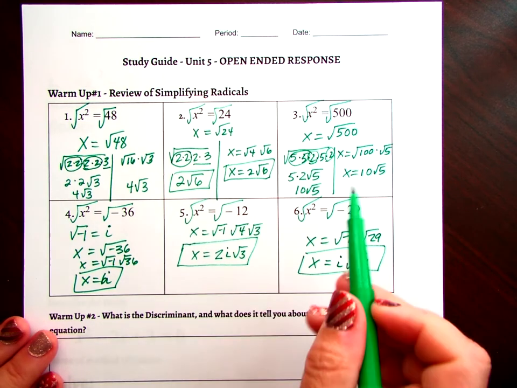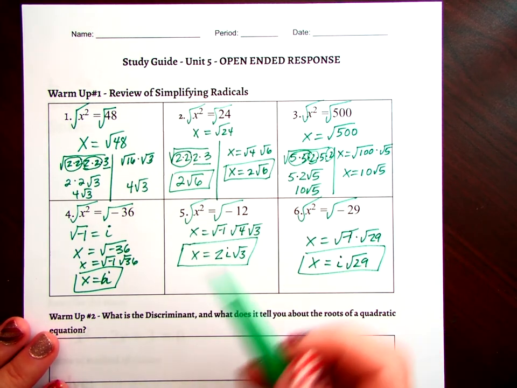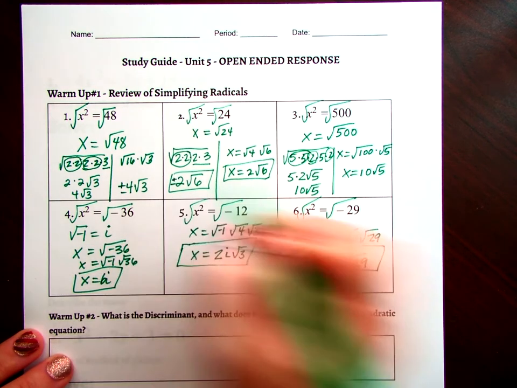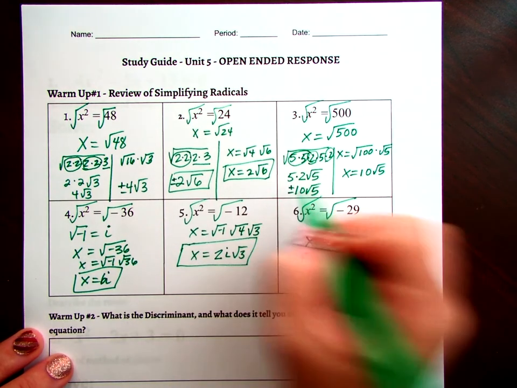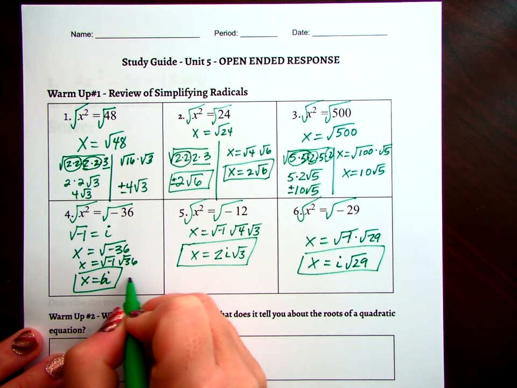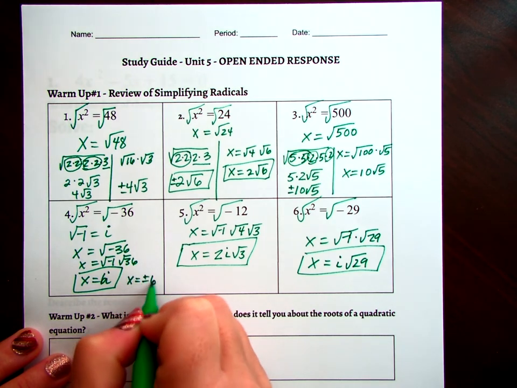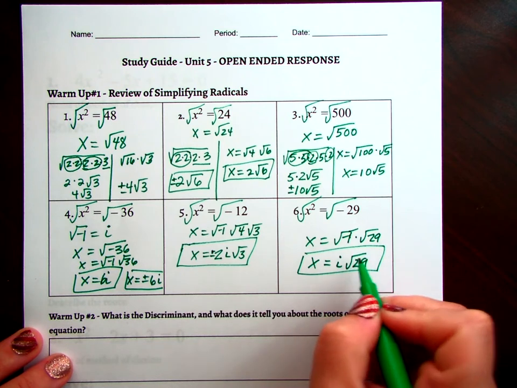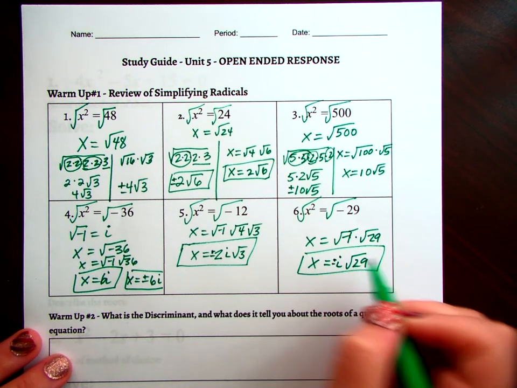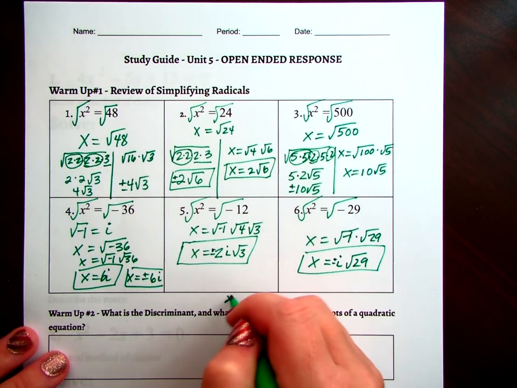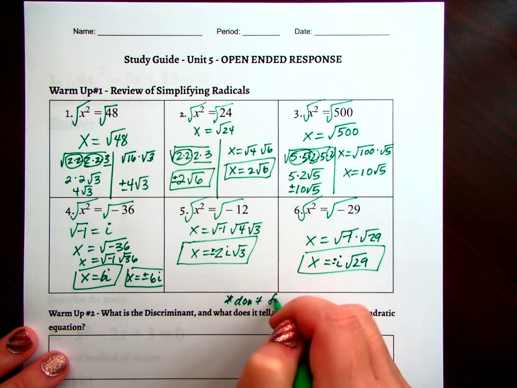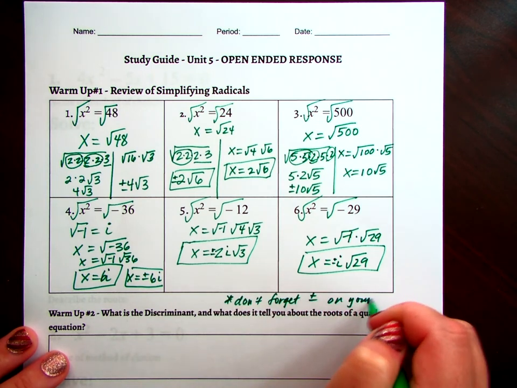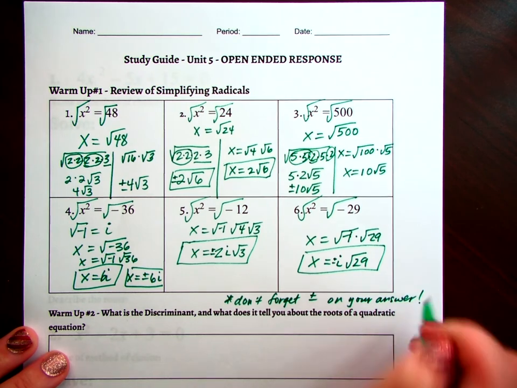Now, all of these answers are plus or minus that number. So don't forget the plus or minus on all of these answers. So this one right here is x is equal to plus or minus 6i, plus or minus 2i root 3, plus or minus i root 29. So don't forget plus or minus on your answer. Okay.